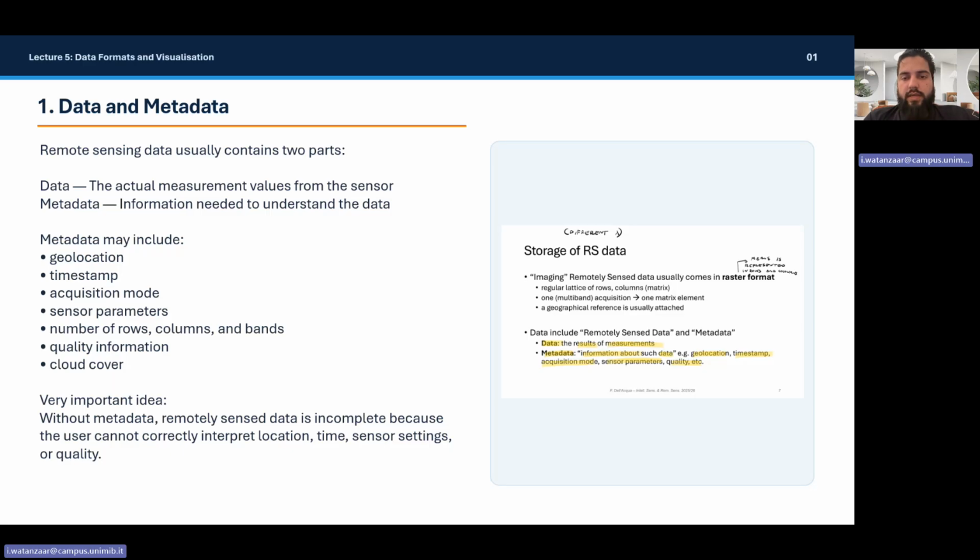So one is data and the other is called metadata. A very important idea. Without metadata, remotely sensed data is mostly incomplete, because the user cannot correctly interpret the location, time, sensor settings, and quality. These are the important things we need to keep in mind about the data and its visualization.